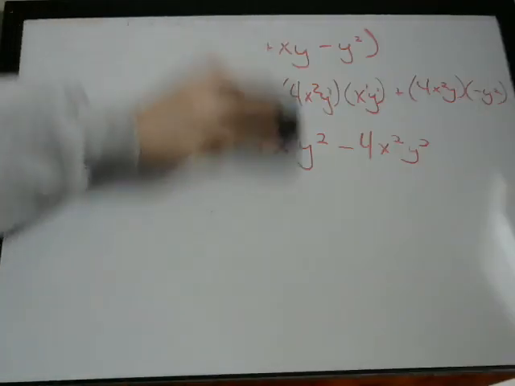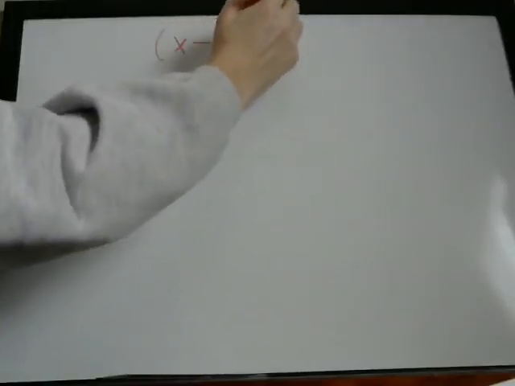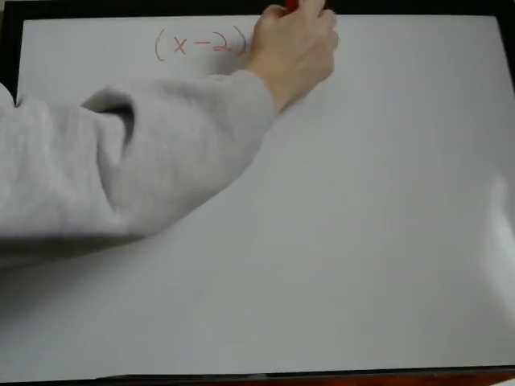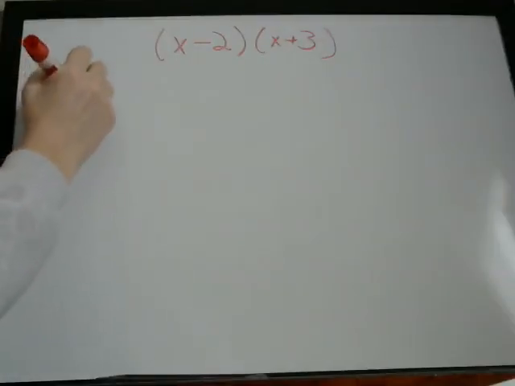The other type of question you're going to get is to multiply what are called binomials, something like this. Now you can explicitly do this through the distributive property, but there's actually a little mnemonic that makes it, I think, a little bit easier. It's called FOIL.